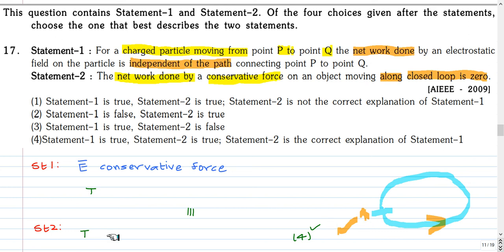So statement 2 is also true, and both the statements are equivalent. They are related to the fact that in a conservative force field, the work done is independent of path between any 2 points.